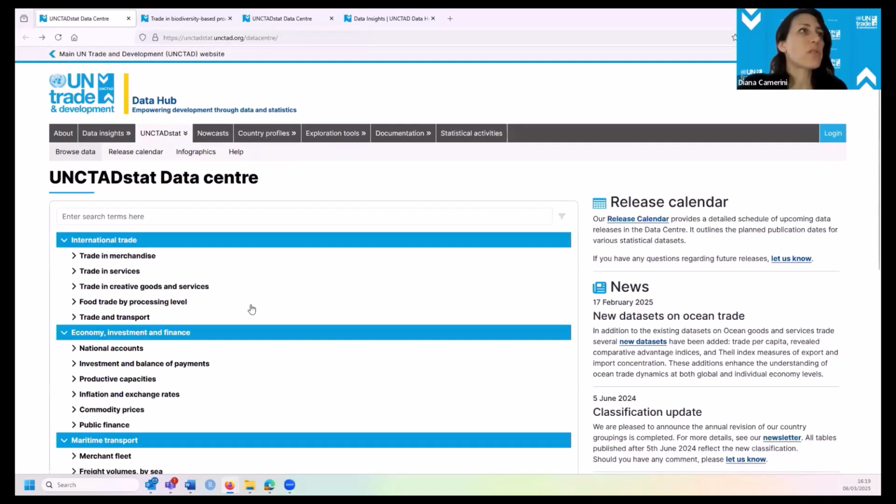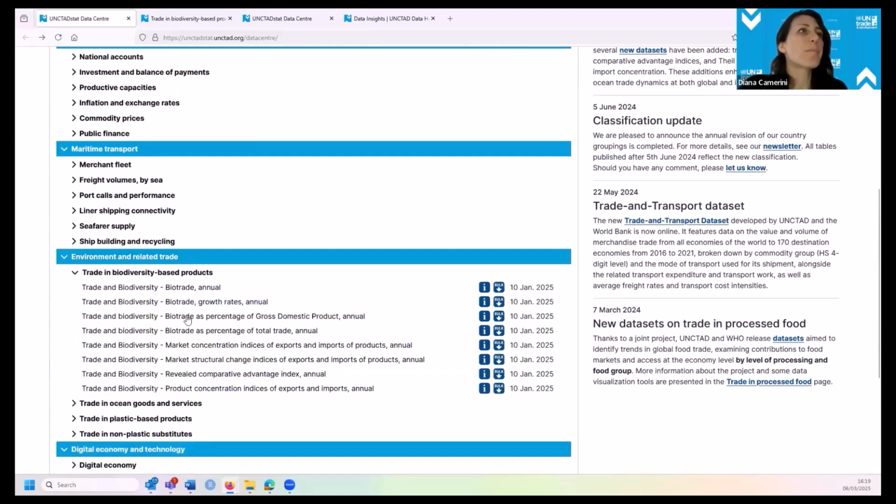The other indicators for which we have information are the biotrade as percentage of GDP, again annual, and the biotrade as percentage of total trade. We were telling before how much this can be used for policies. For example, a country may want to see if specific policies targeting trading of biodiversity-based products are needed to make sure that biotrade is sufficiently promoted or valued in proportion to the rest of the total trade.